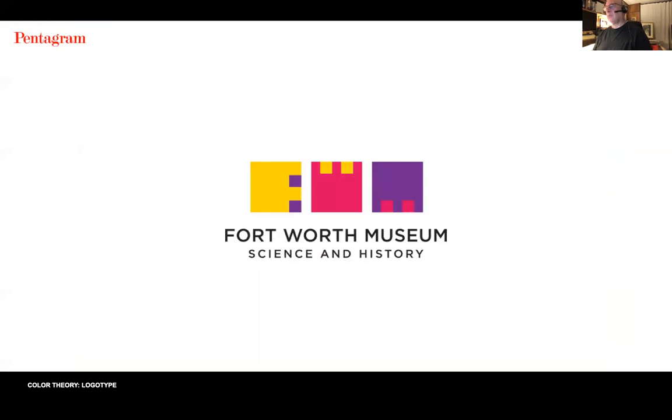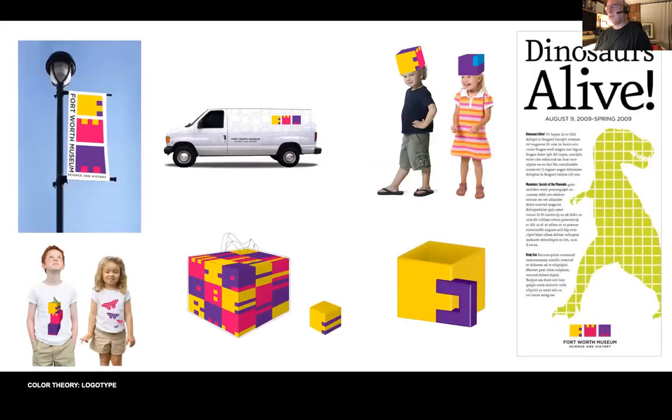Anyway, here's another Beirut project. Fort Worth Museum. What do you see in the icon? FWM. Yeah, FWM. But it also looks like little fun building blocks. The thing is, this is a children's museum. So using it as kind of a fun toy almost. And you see it's very distinctive. It draws attention to itself in a good way. But it has what we call legs, like it could go a lot of different ways.